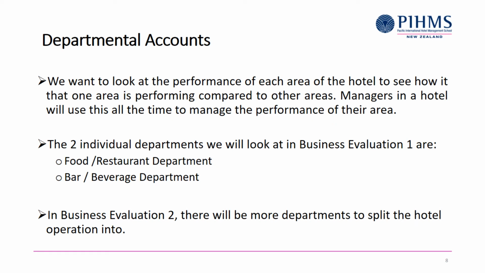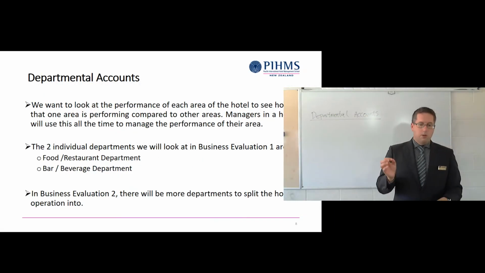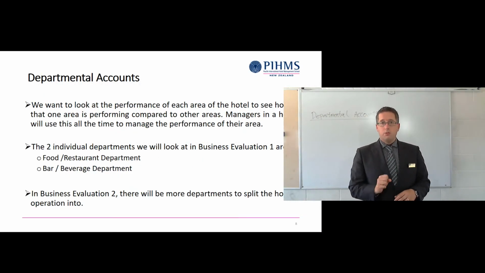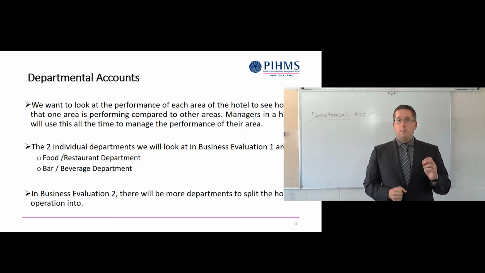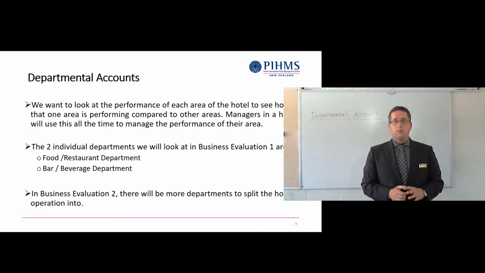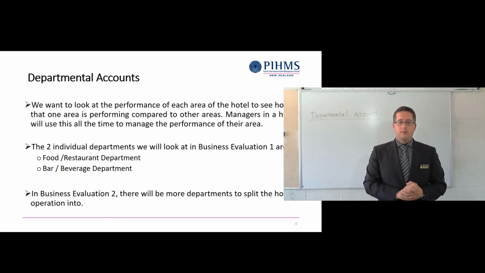So as I said, departmental accounts. We want to look at the performance of each area of the hotel so we can compare each other areas. Now, if you're a manager of that area, they are going to use this all the time to manage the performance. Now, business evaluation 1, we're just going to do 2 departments. Pretty simple. We use the food and or restaurant department, and then we use the bar or beverage department. That's all that we're going to use this year round.